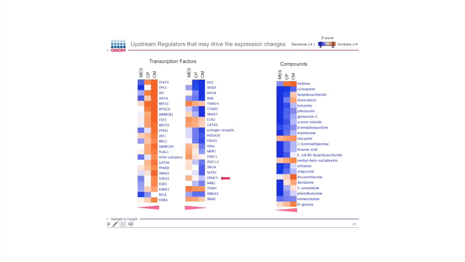Okay, so changing gears a little bit, let's look at the upstream regulators. Again, this is from the comparison analysis, looking at transcription factors only. Upstream regulators can be really any kind of molecule. You can have a microRNA that's an upstream regulator. You can have a compound even. It's something that could drive the changes in expression that you see. This is filtered to transcription factors, and you can see many of them are increasing.